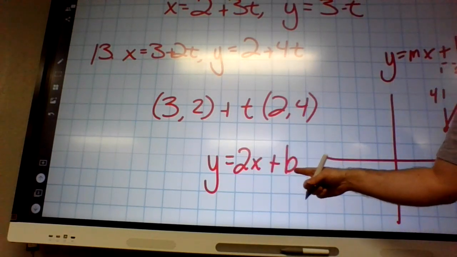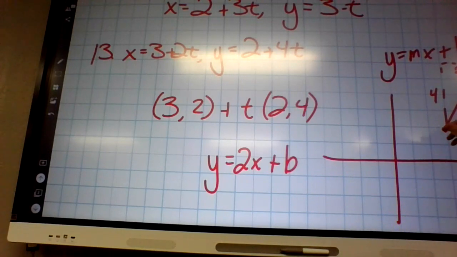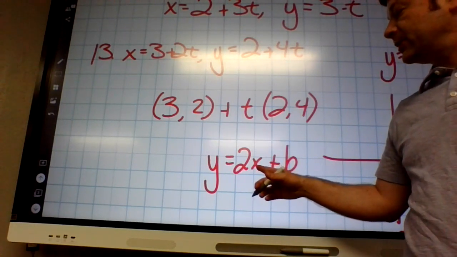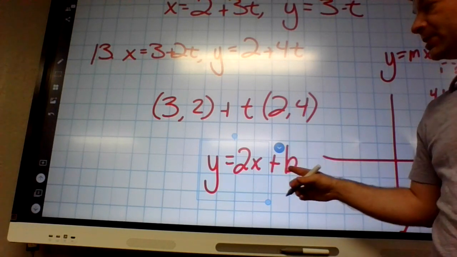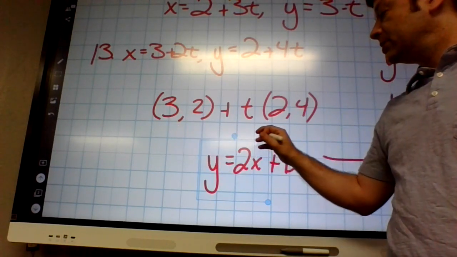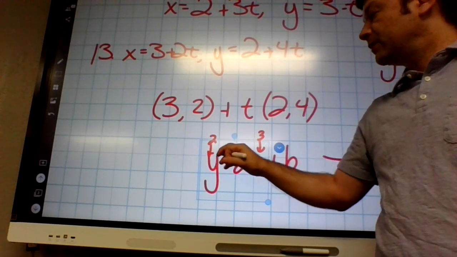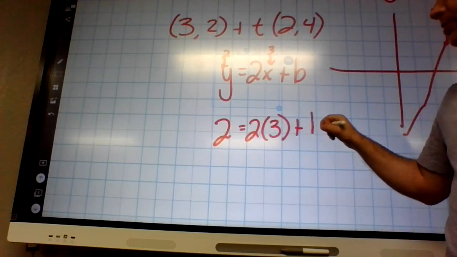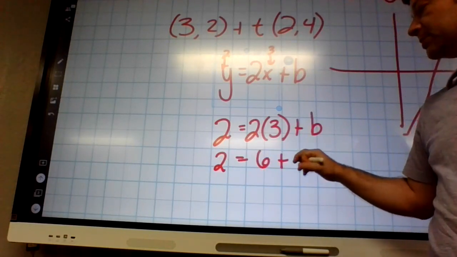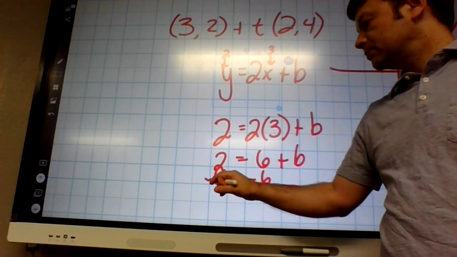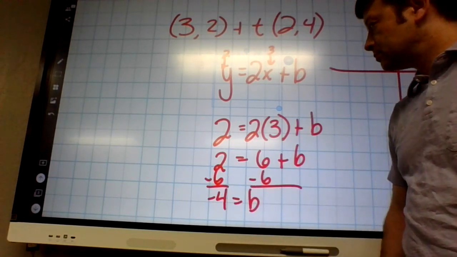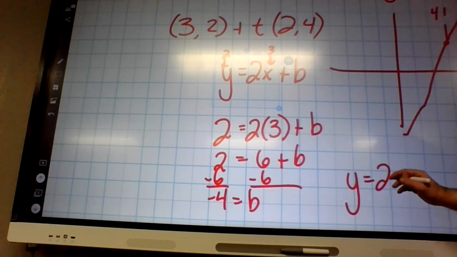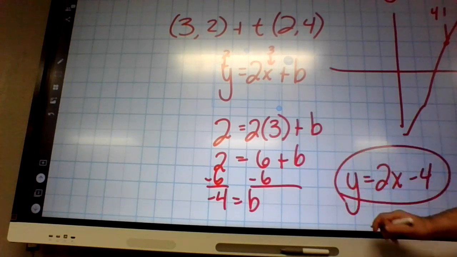But how do we find the b value, the y-intercept? Well, you could maybe count down and see where it is, but if you just plug in a point that's on the line for x and y, you can use that information to find out what b has to be. So 3, 2 is a point on the line. So if we plug in 3 and 2 for x and y, that should give us the information we need to figure out what b is. b is -4, so that would be an equation of the line.